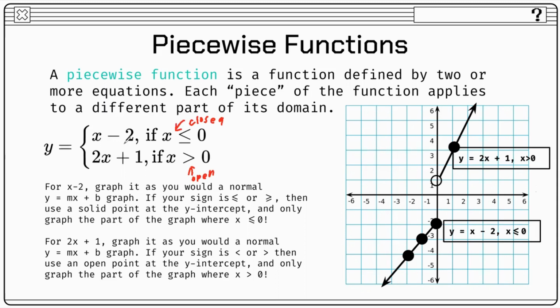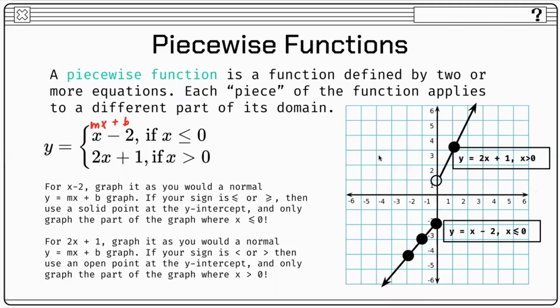As for the domains, we see here that we have x is less than or equal to 0 or x is greater than 0. That tells you what part of your line you are going to graph for the piecewise function. So I'll go ahead and break that down with this example. We see here that both of our linear functions are in y equals mx plus b form. So we can use our y-intercept and our slope to graph our two lines.